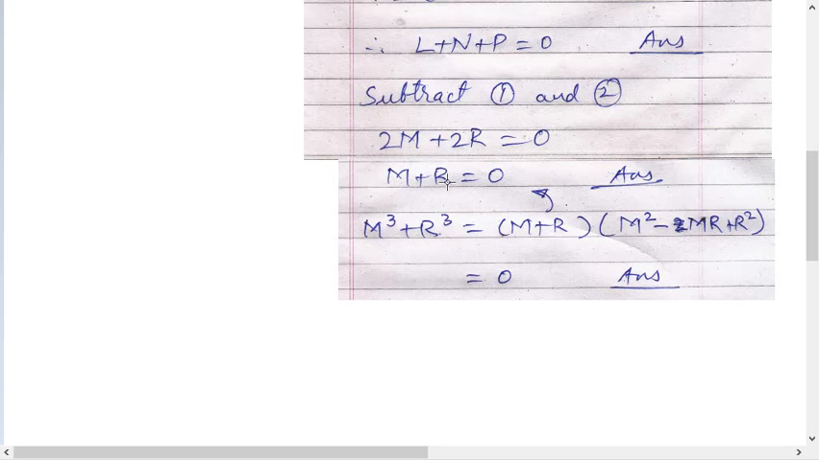Now M plus R is what? 0. We have just now found out. So if this is 0, then let the other part be anything, the answer will be 0 because one bracket is 0. 0 into anything is 0. So that is the answer, 0.